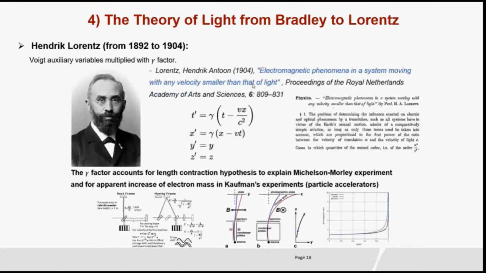In 1904, he used again Voigt's auxiliary variables, but he multiplied them with a gamma factor, as you see here. And that's now the new equation that he will use. So he explained that the gamma factor will explain the length contraction hypothesis to explain the Michelson-Morley experiment, and also the increase of mass in the Kaufmann experiment or particle accelerators.